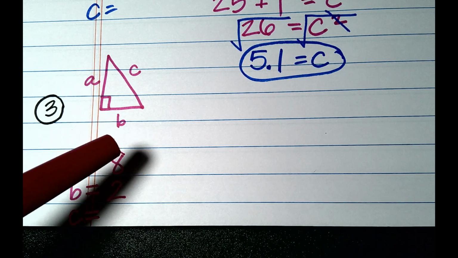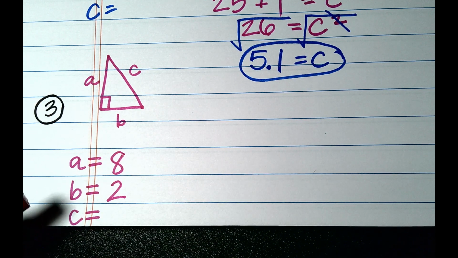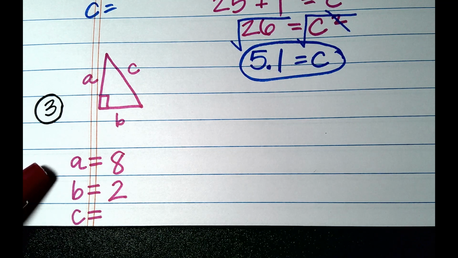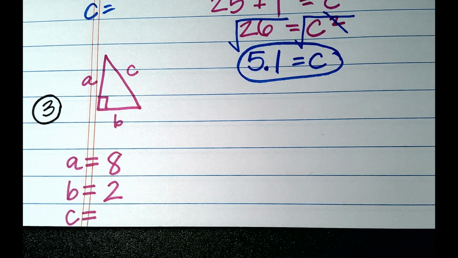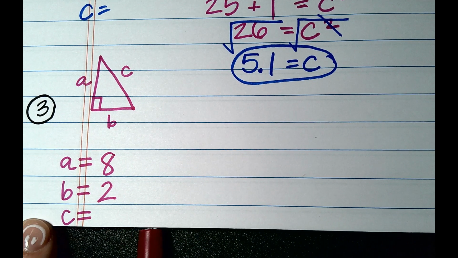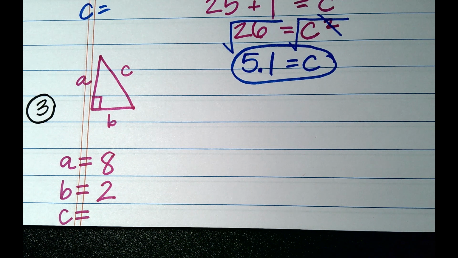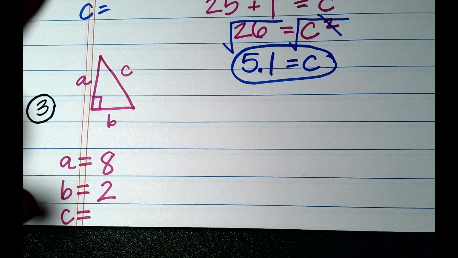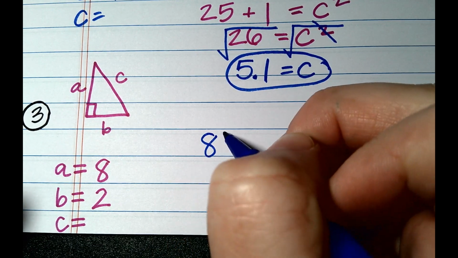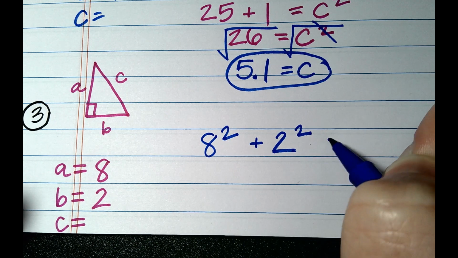So now I've got my side lengths figured out, except for C. Does anybody know where I would go from here? Square them. Okay. Now, before we square them, what should I be writing? Yes, Kiana. Plug your number in. Then you have 8 squared plus 2 squared equals C squared.